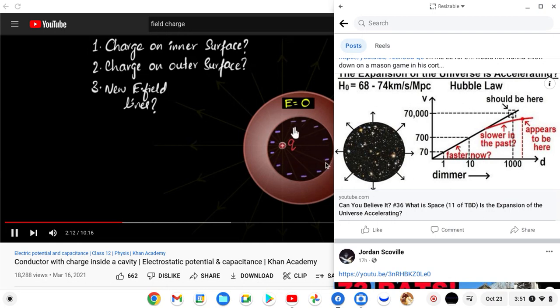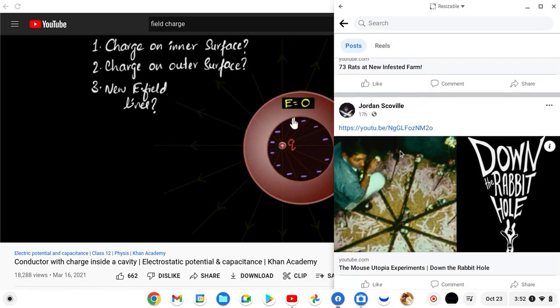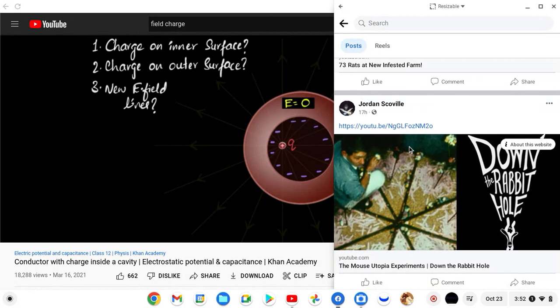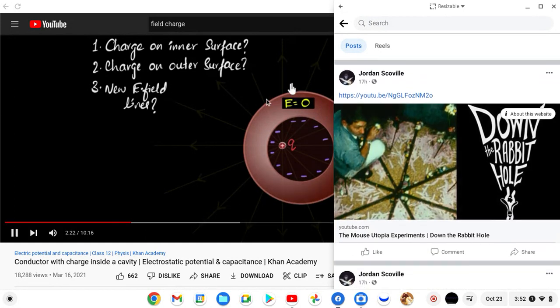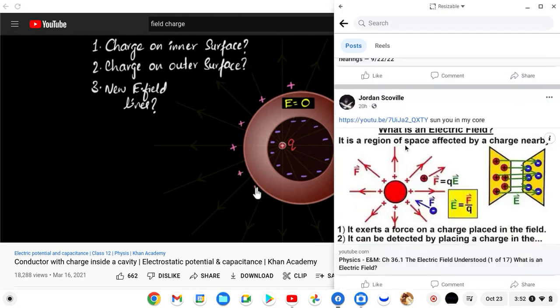And because our conductor is neutral, if there are some negative charges which are induced over here, and our goal is to figure out how much these are.